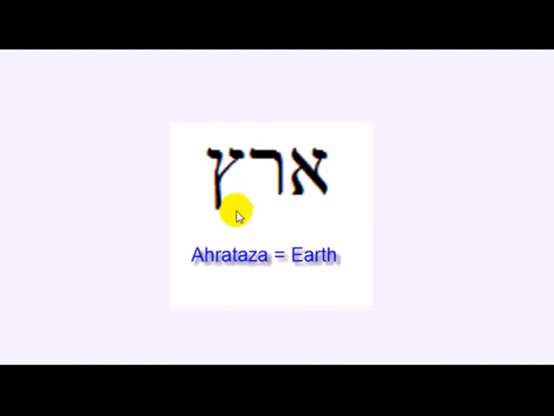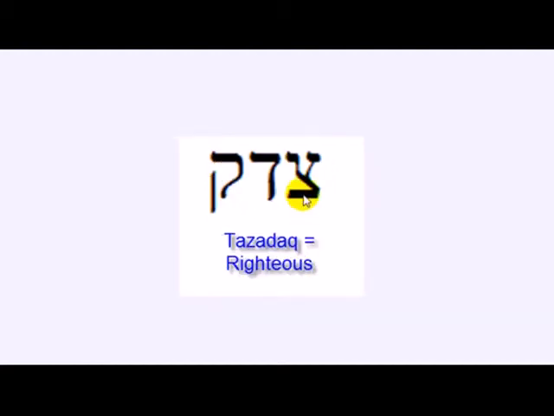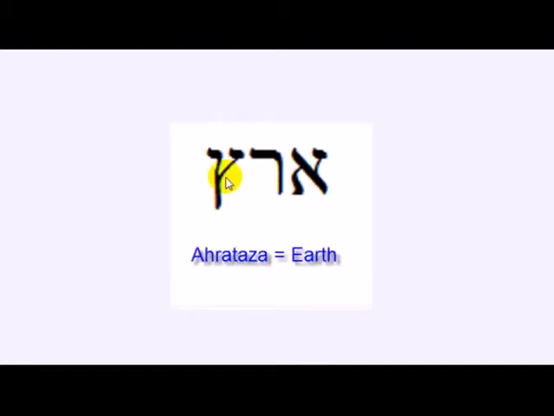But when the tsa is at the end of a word, like in the word arats, which means earth, you will use the final tsa. Tsa at the beginning for tsadak, righteous. Tsa for the end, like in the word arats, which means earth. So that's the difference.